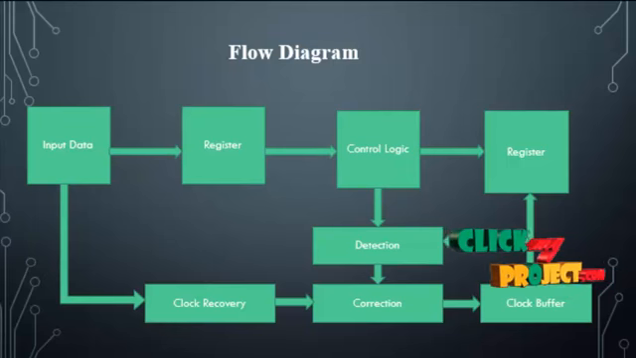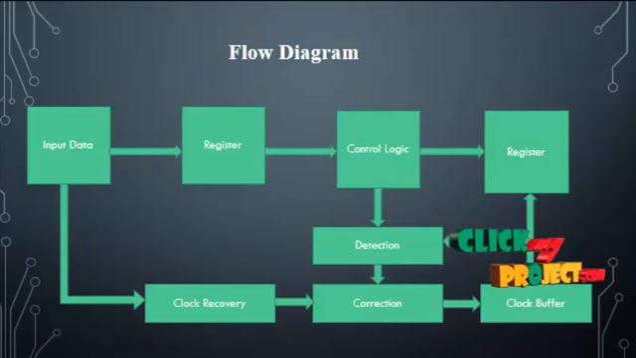In the register block, the register can be made of different D flip-flops. The output of the register flip-flops is directly applied to the control logic. Control logic can be implemented by a D flip-flop. This control logic D flip-flop is different from the register flip-flop because it is an edge-triggered flip-flop. The output of the control logic D flip-flop is directly applied to the detection block.